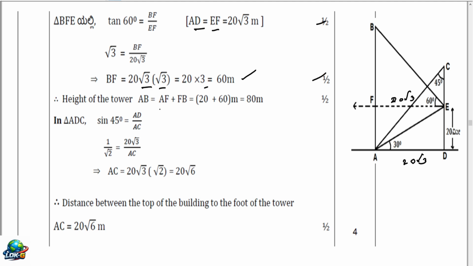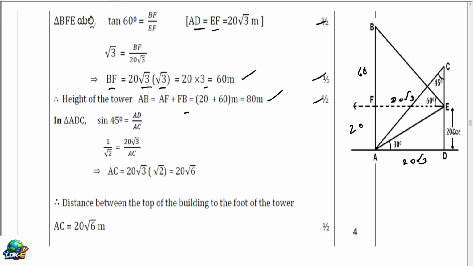Height of the tower AB is equal to EF plus FB, or BF. BF is same as FB. And EF you already got as 20 root 3. Just now you got BF, or FB, is equal to 60. So 60 plus 20 root 3 becomes the height in meters.